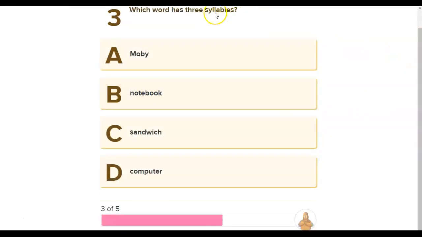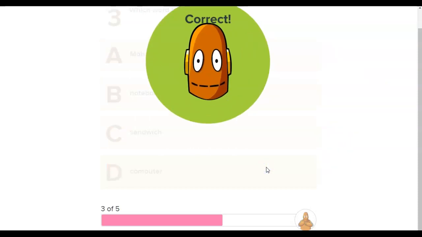Notebook. Which word has 3 syllables? Okay, I counted the last one, so I want you to count these ones. So how many times do you count when you're saying these words? Notebook. Sandwich. Computer. Which word has 3 syllables? And it is computer. There you go.